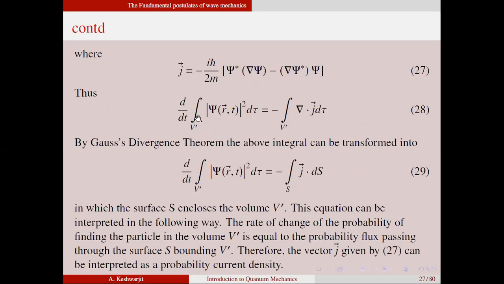Thus d by dt of the integral of mod psi square d tau is equal to minus the integral of divergence of j d tau. And this integration is taken over the same volume element v prime. Then we use Gauss's divergence theorem. The above integral can be transformed into this right hand side. Divergence can be transformed to the dot product of a surface integral.